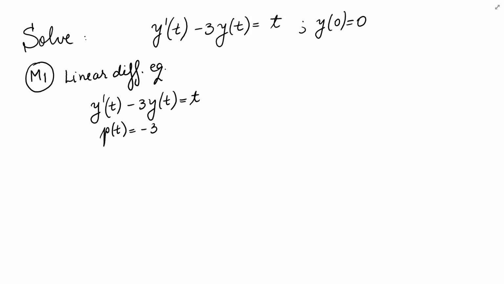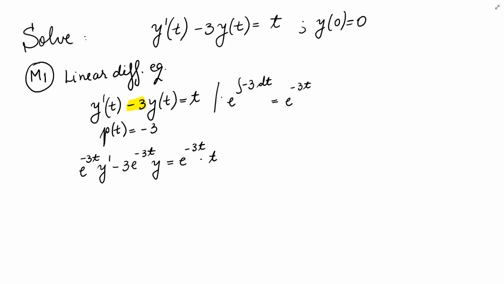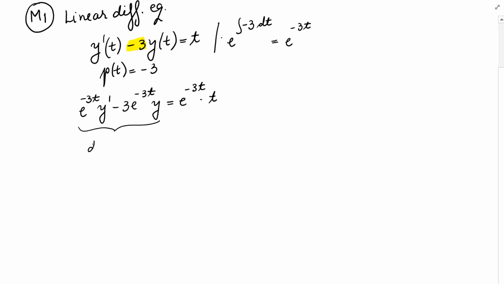So p of t is the function or the coefficient that is multiplied by y of t on the left hand side. So we are going to multiply by e to the integral of negative 3 dt, this integrating factor, so that the left hand side becomes a perfect derivative. So e to negative 3t is going to be multiplied in this equation. So we get e to negative 3t y prime minus 3e to negative 3t y equals e to negative 3t times t.